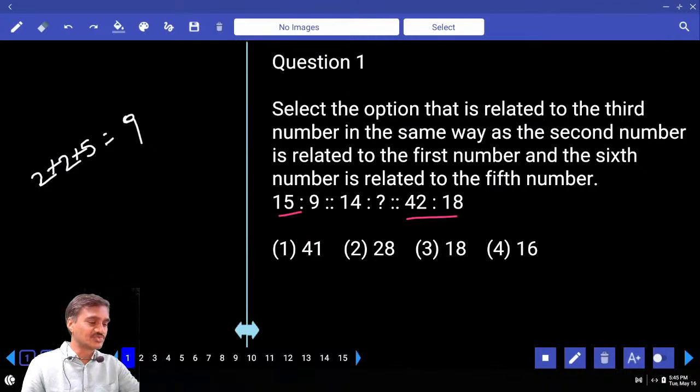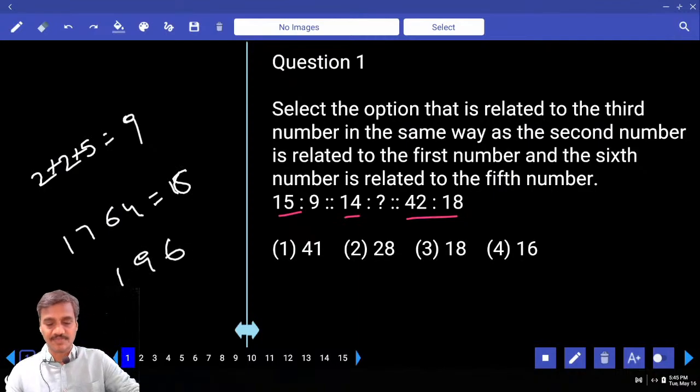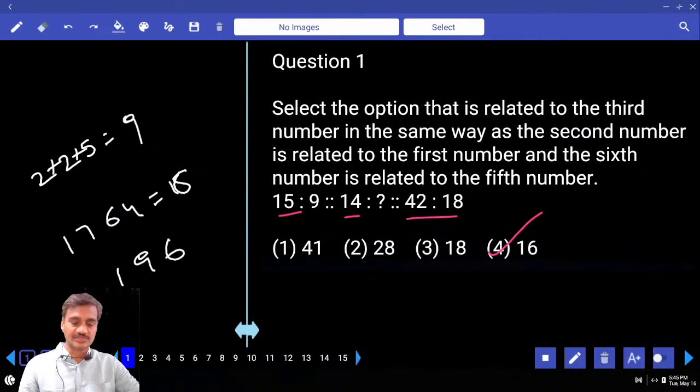And what is 42 square? 1764. 1764, the sum is how much? 18. And in the same way, 14. 196. 1 plus 9 plus 6, how much is that? 16. And 16, that is choice for question number 1.